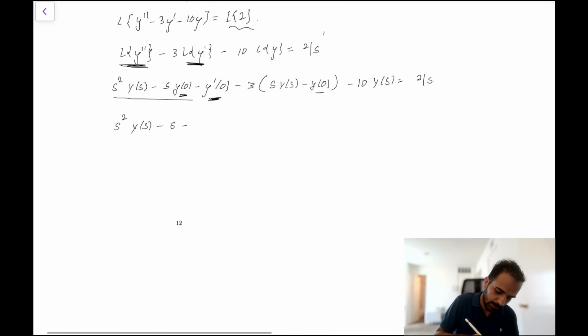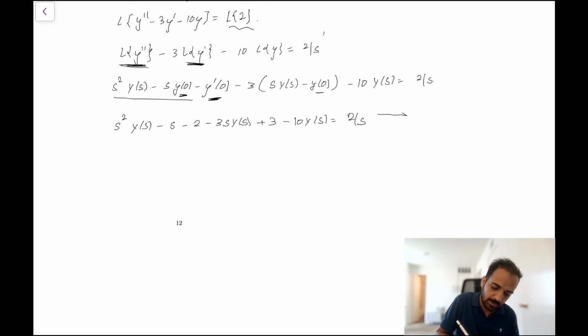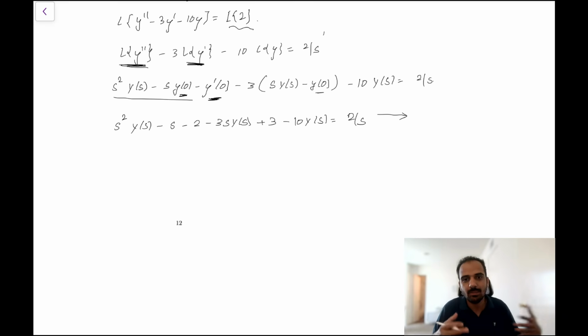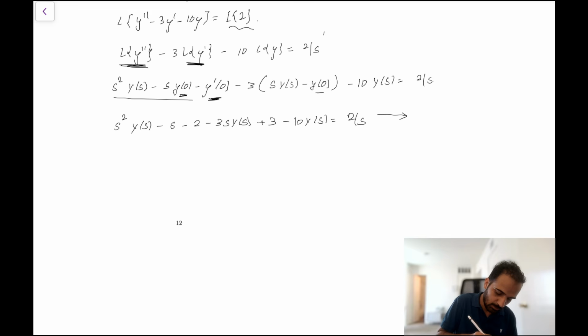So this is my (2 minus 3s) Y(s) plus (3 minus 10) Y(s) equals 2 Y(s). And you can see now your ODE has been converted into the algebraic equation, or let's say the polynomial equation. Okay, and it can be solved now. It can be easily solved to get a solution of Y(s). So now I will get the solution of Y(s).